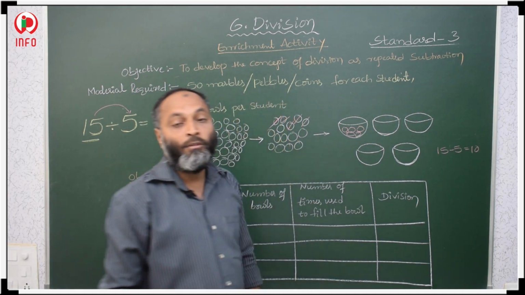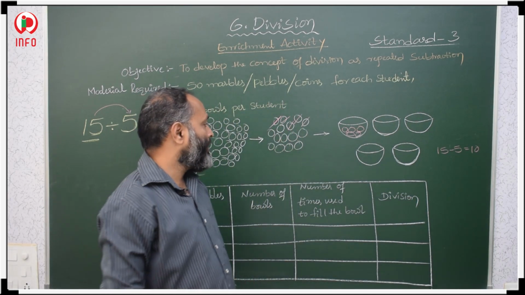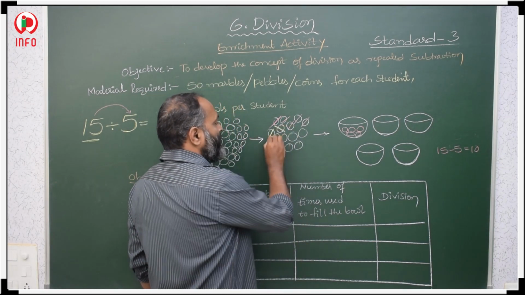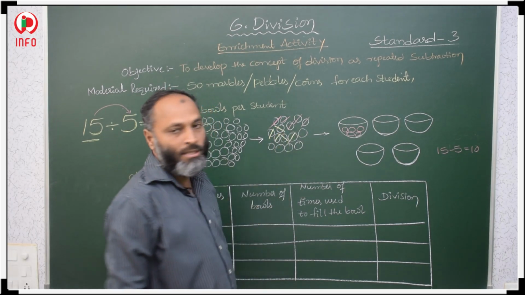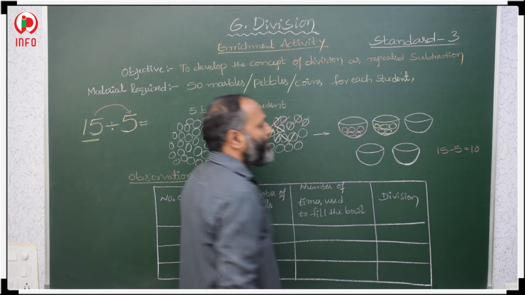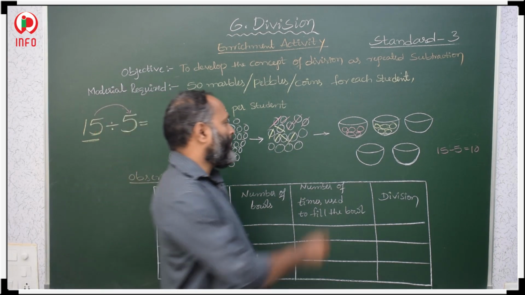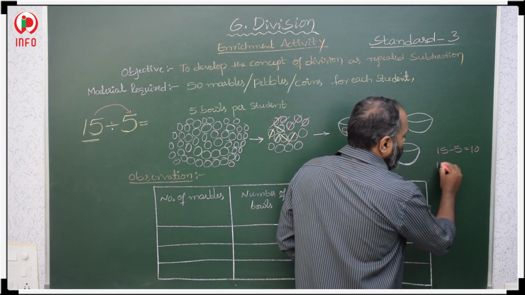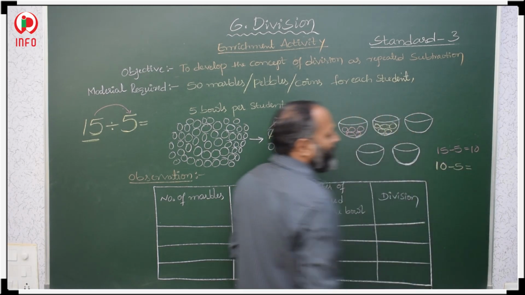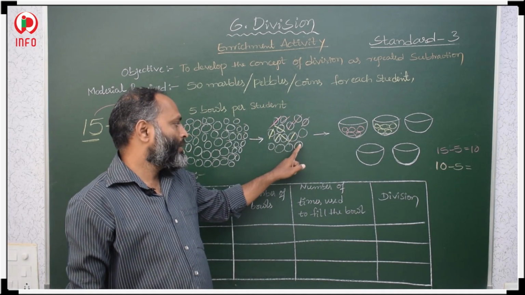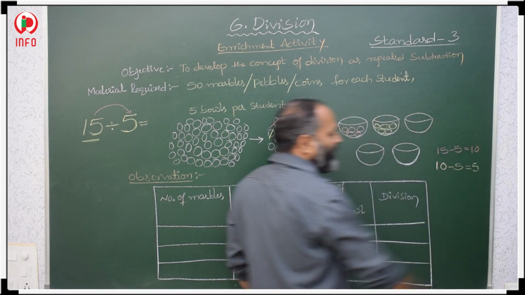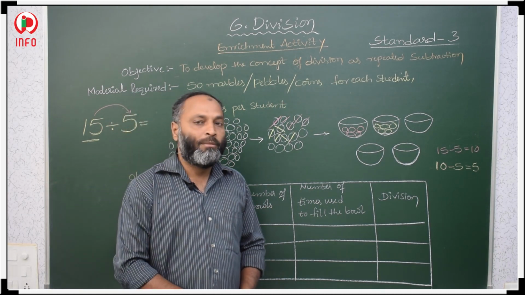Then after that, again what do we have to do? Again we have to keep 5 marbles in the second bowl. 1, 2, 3, 4, 5. How many marbles? 5 marbles again. 5 marbles in the second bowl. So from the 10 marbles, we keep 5 marbles in the second bowl. Then how many marbles are left? 1, 2, 3, 4, 5. So 5 marbles are left.